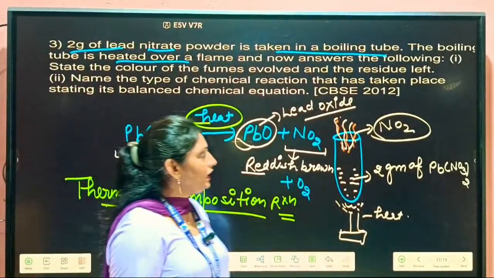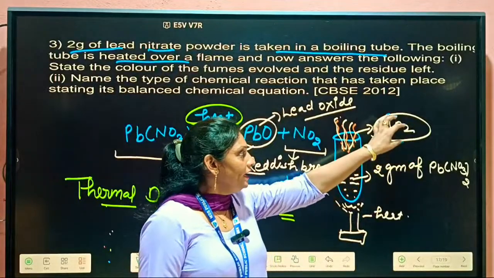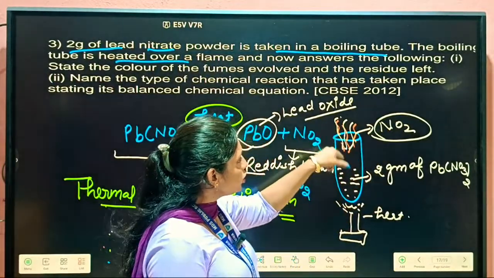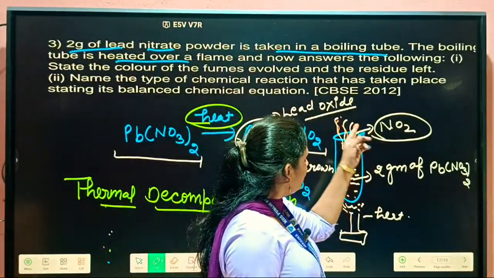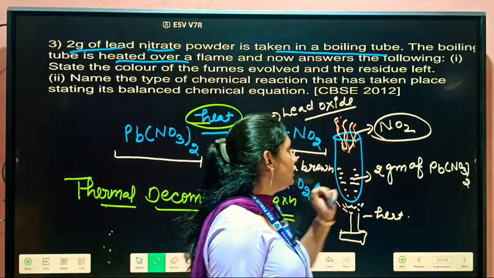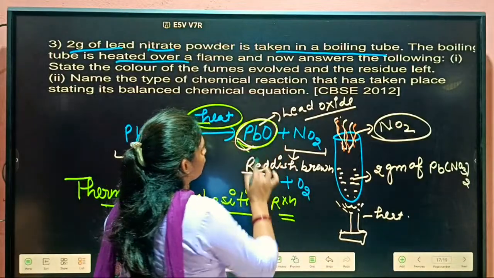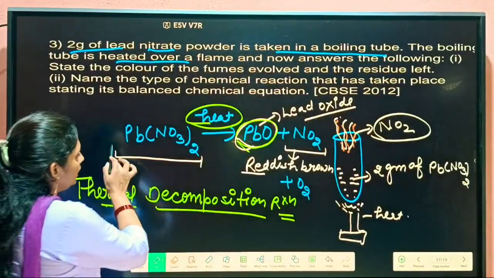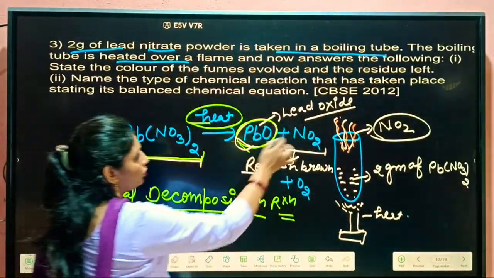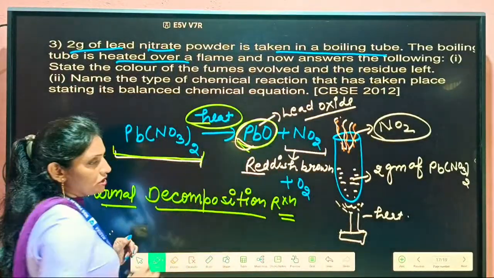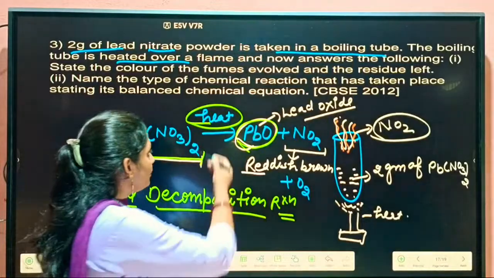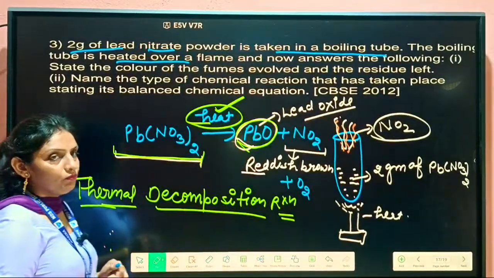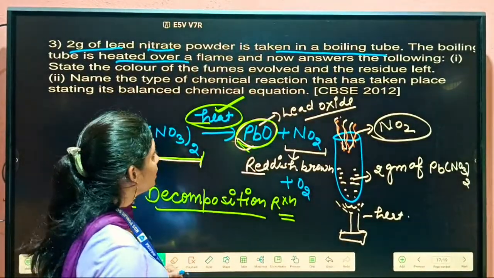So students, if we heat lead nitrate, then it produces NO2, and NO2 has reddish brown color. So the fumes of reddish brown color are due to the formation of NO2 here. And the residue will be lead oxide. In this reaction, one single substance is breaking down into 2 or more, so it is known as decomposition, and this decomposition takes place in presence of heat. So it is known as the thermal decomposition reaction.